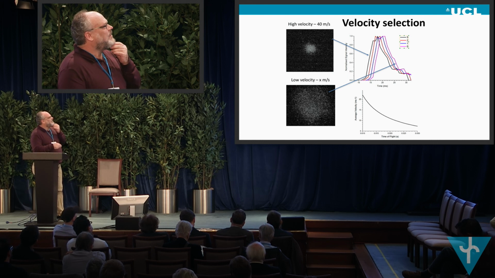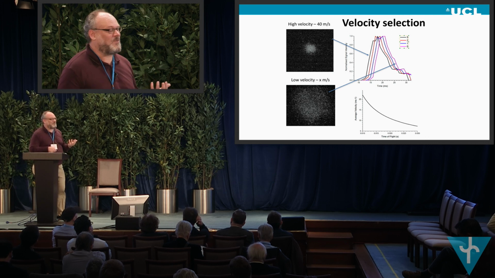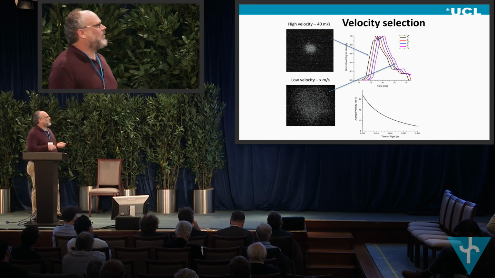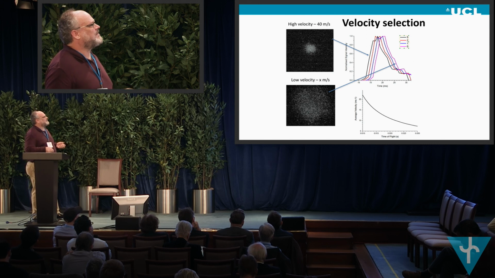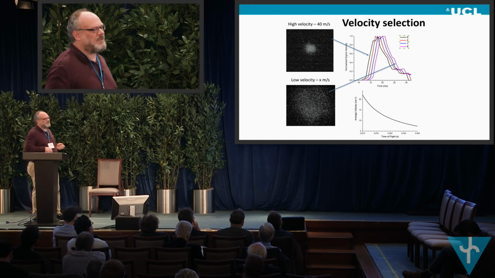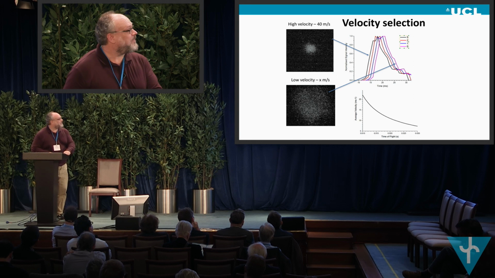And as you can see, with high velocity the particles don't spread so much, so you can see more on the detector, and if it's low velocity, then they spread out. There should be a value there, but there isn't. 10 meters per second, let's say.